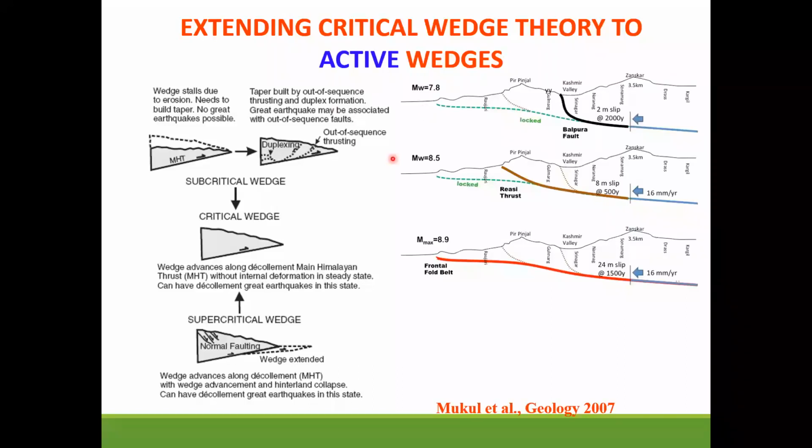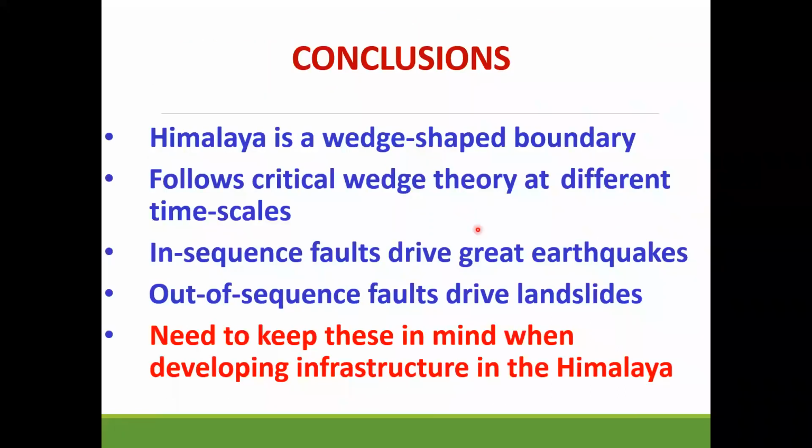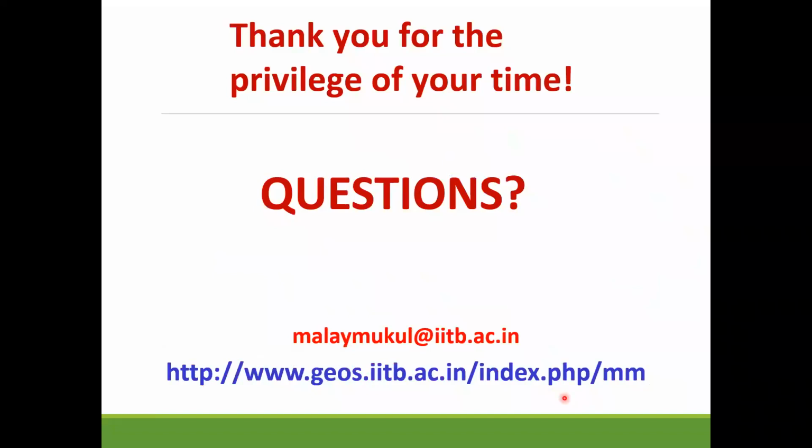So in conclusion, the Himalaya is a wedge-shaped boundary, following critical wedge theory at different time scales. In-sequence faults drive great earthquakes. Out-of-sequence faults drive landslides. And so we need to keep these in mind when we are developing infrastructure in the Himalaya. And thank you for the privilege of your time. If you have any questions, I'll be happy to answer.